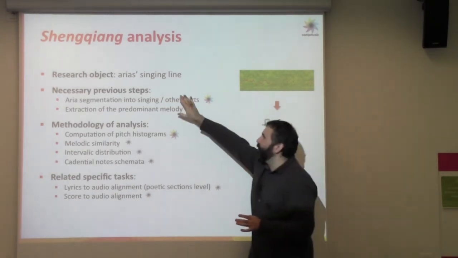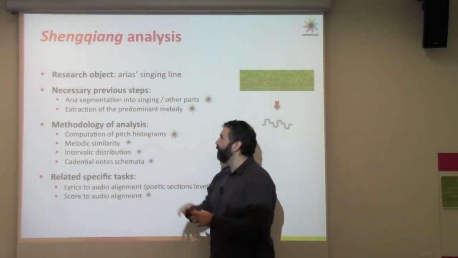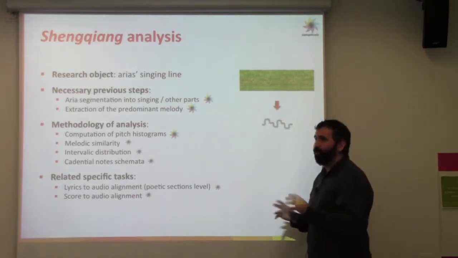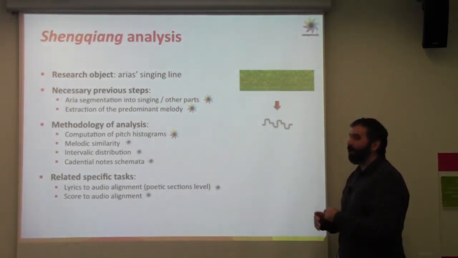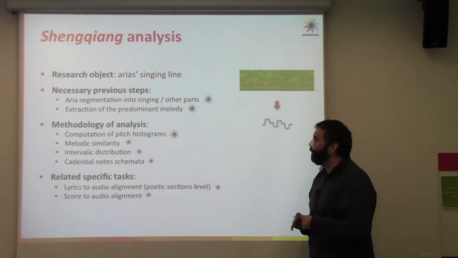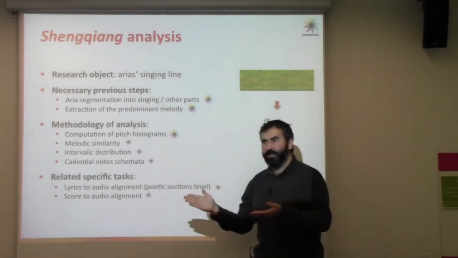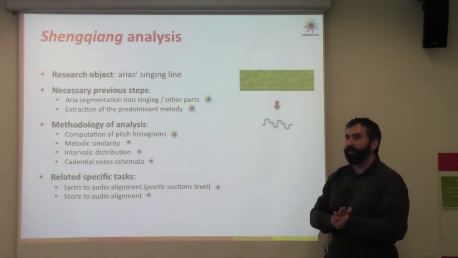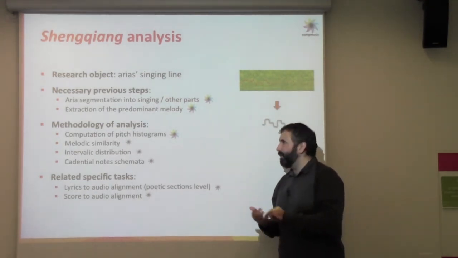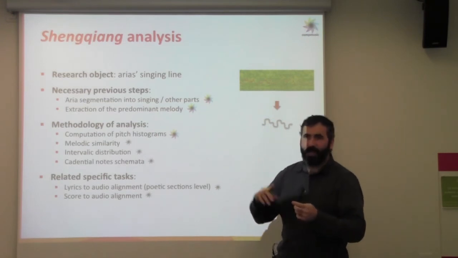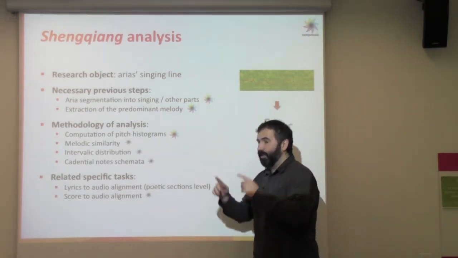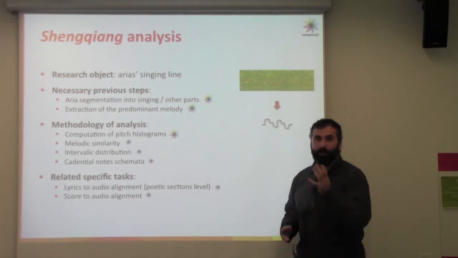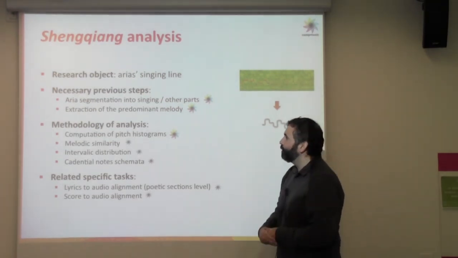Once we have done these previous steps, the analysis consists first in computing histograms for the pitch of the melodic line. These histograms will be aligned to the first degree of the scale, so we have the horizontal axis in cents with 0 at the first degree. With that, we can see the distribution of the degrees of the scale for each Shengqiang, and also the register and the range for each of them. Sankalp will also talk about how we're working with this.